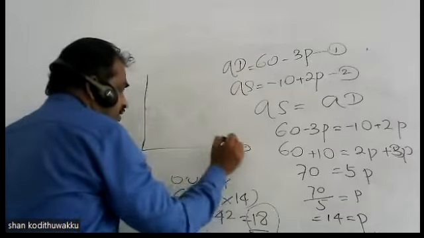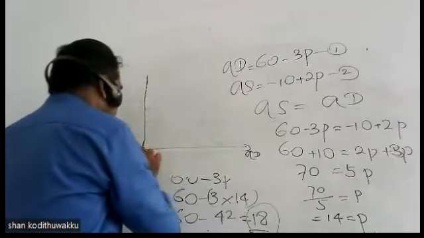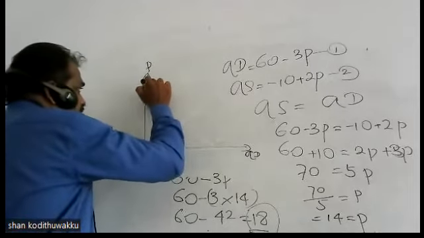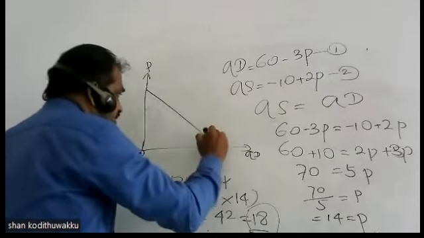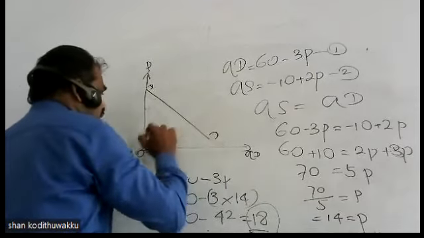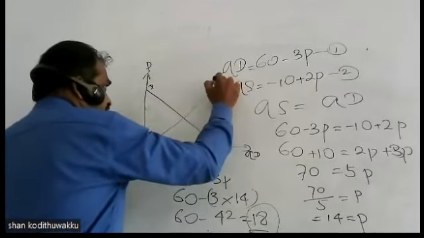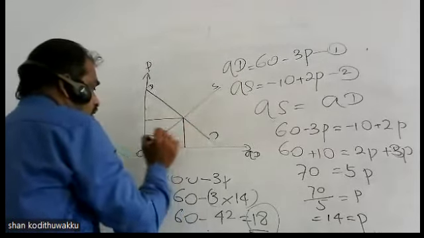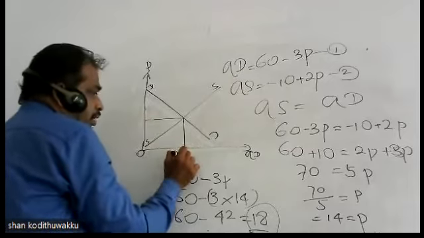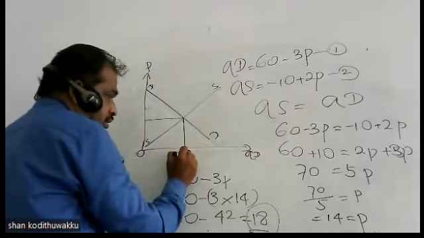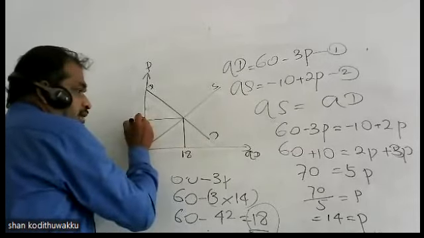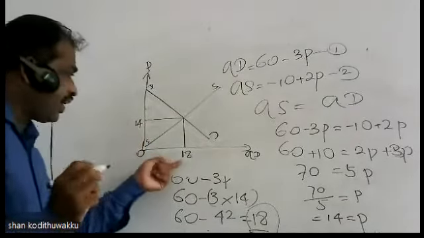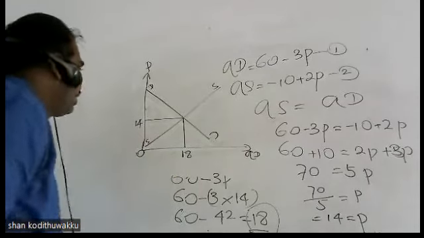This is our QD, 0 and P. Then you can just take this is DD, this is SS, this is market equilibrium. Quantity 18 and 14 market price and 18 quantity demand. Right.